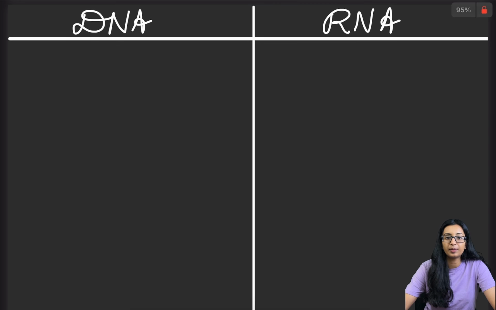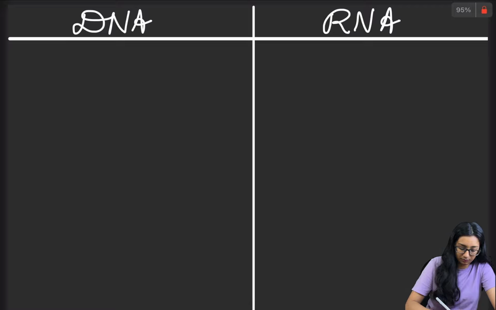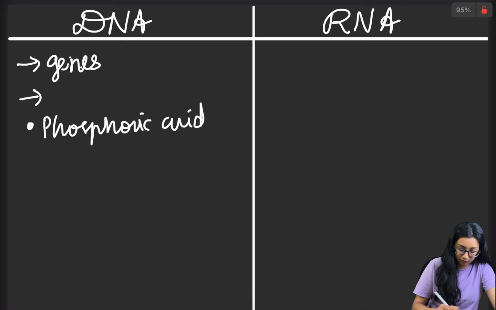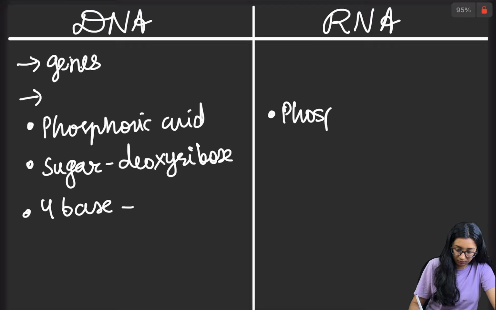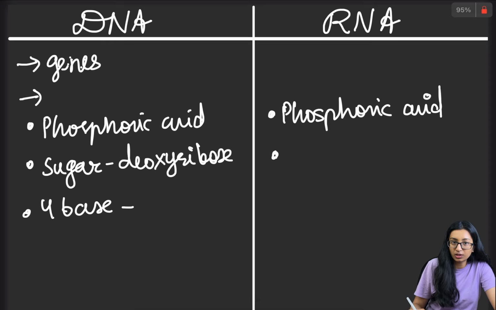DNA is made up of structures called nucleotides. And the nucleotide consists of the sugar, the phosphoric acid, and one of the four bases. Whereas the RNA has the same things but two quite different. The sugar here will be called the ribose sugar.